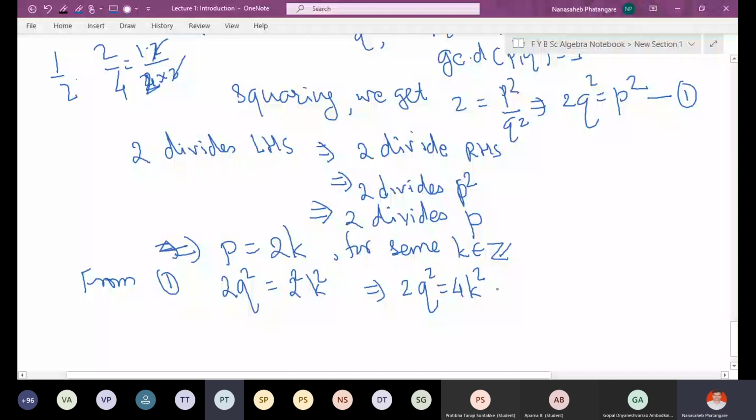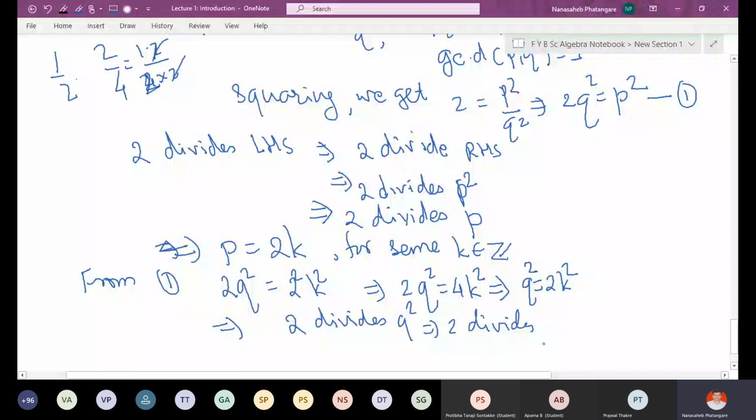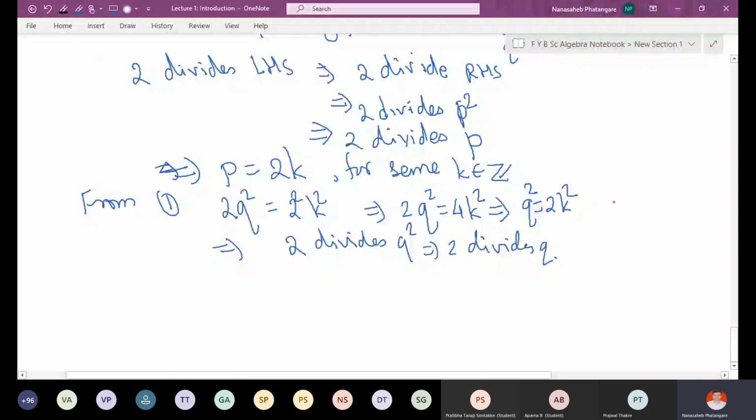Hence q square is equal to 2 times k square, and hence 2 divides q square, and hence 2 divides q. Why does 2 divide q square? Because 2 divides the RHS. Let us call this expression 2. So 2 divides the RHS of expression 2, and therefore 2 divides the LHS, so 2 divides q square, and therefore 2 divides q.